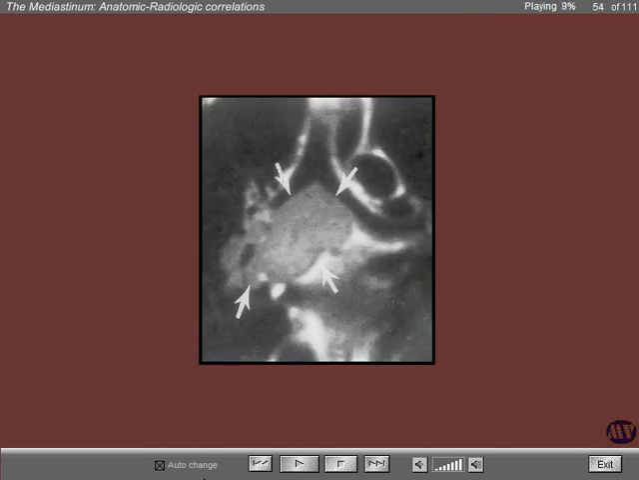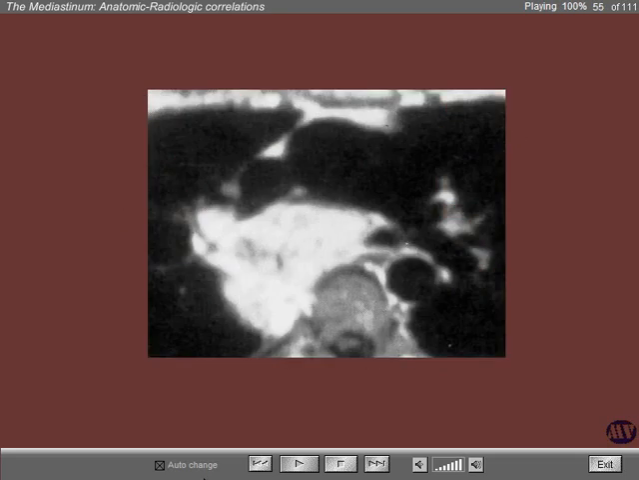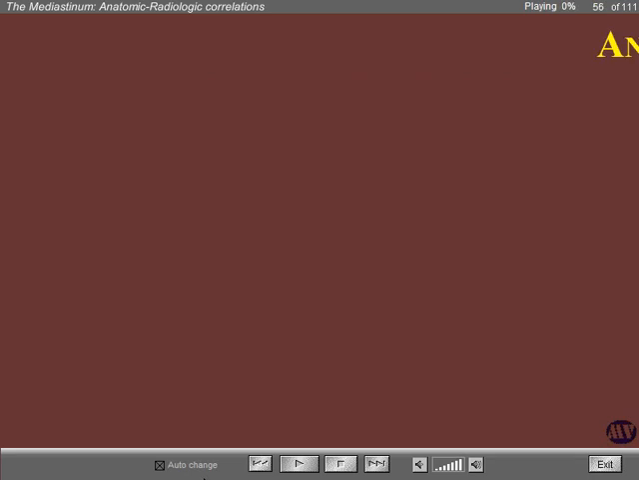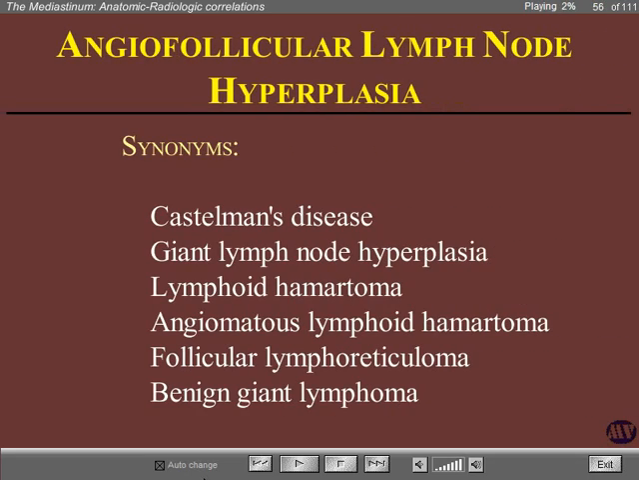This is a coronal MR examination at the level of the tracheal bifurcation, where we note enlargement of subcarinal nodes and also enlargement of nodes in the right hilus, as outlined by the arrows. This patient had the same disease as the previous one. This is an axial MR image of the previous subcarinal mass, showing a high signal at the level of the mass. The diagnosis in this case was Castleman disease.